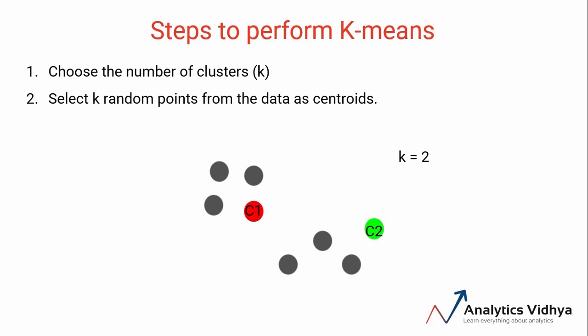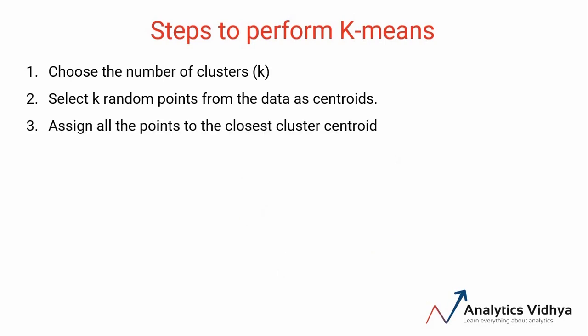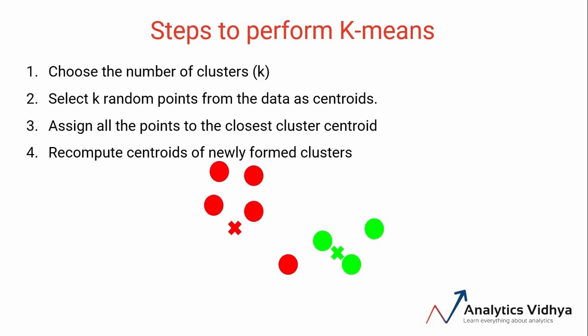Once we've initialized the centroids, we can assign each point to the closest cluster centroid. So the points which were closer to the red point have been assigned to the red cluster, whereas the points which were closer to the green one have been assigned to the green cluster. Straightforward, right? Now, once we've assigned all of the points to either of the clusters, we need to compute the centroids of these newly formed clusters. Here, the red and green crosses are the new centroids.